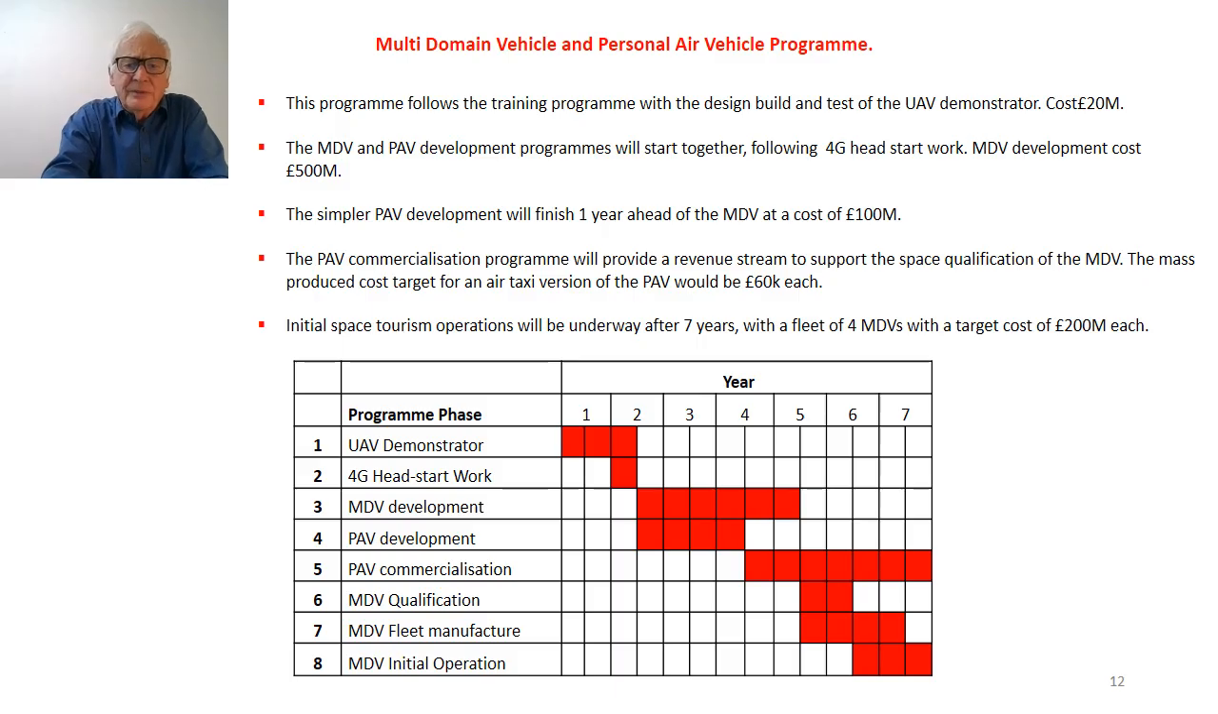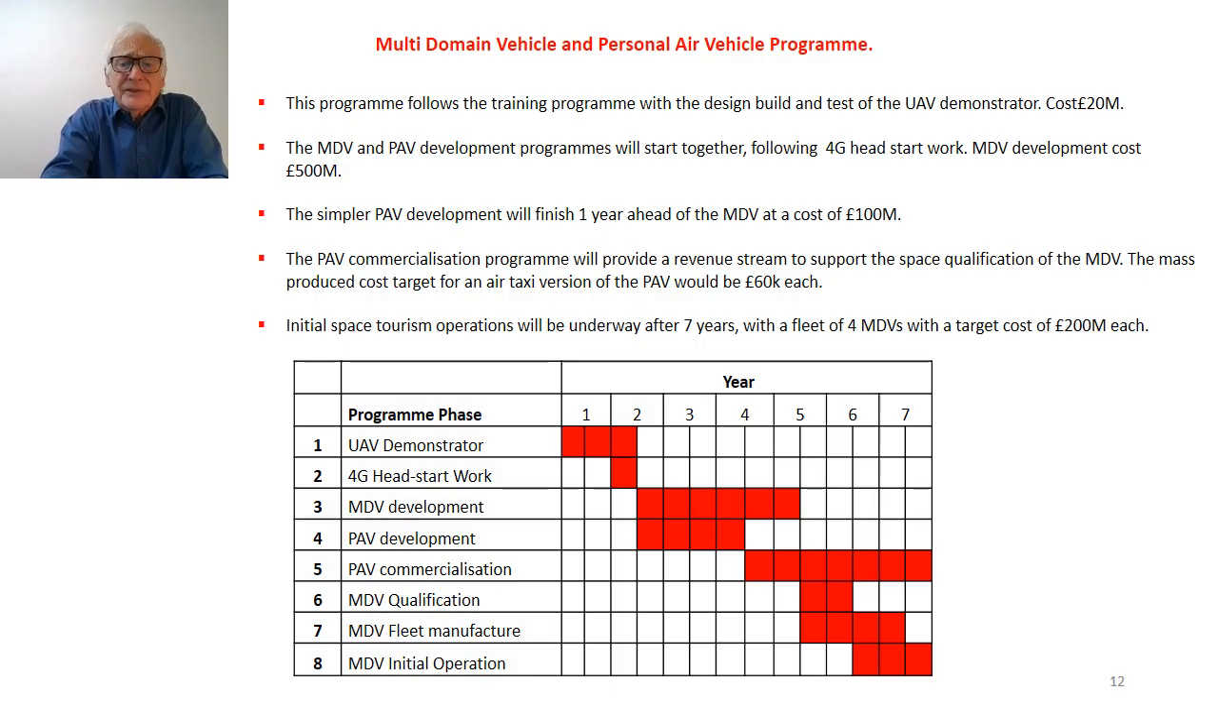For the last 6 months of this program, I would suggest we would start a 4th generation head start program, essentially to lay down the specification and do the program and financial planning for what follows, which would be a parallel development program of the multi-domain vehicle and the personal air vehicle.